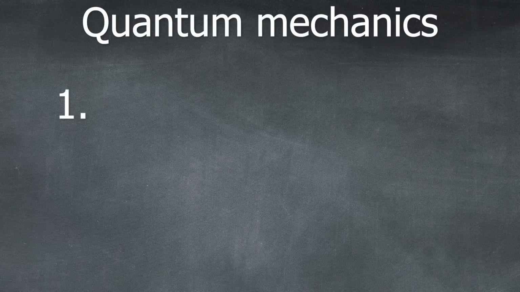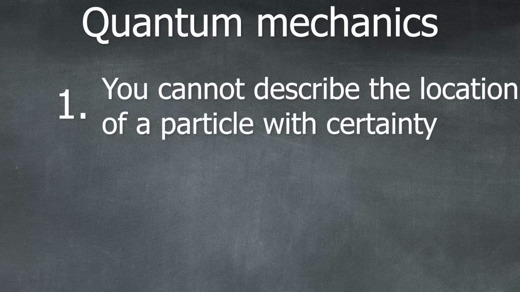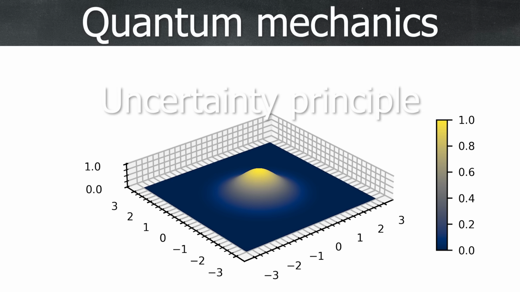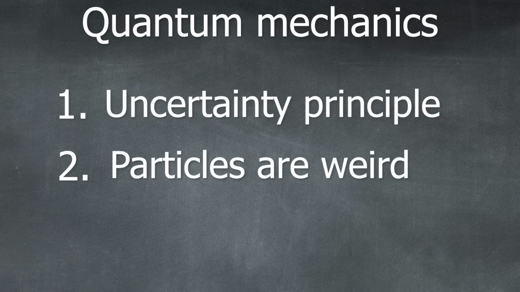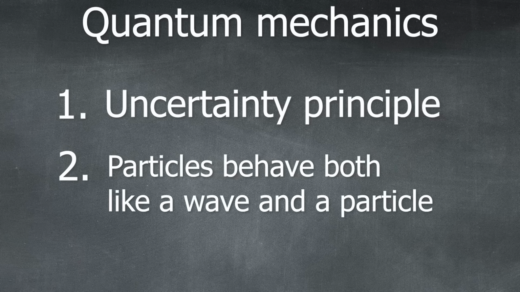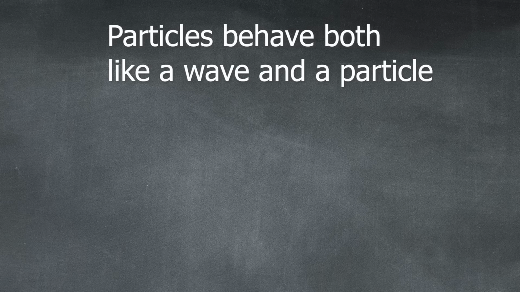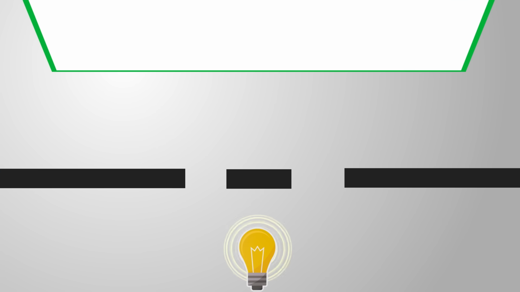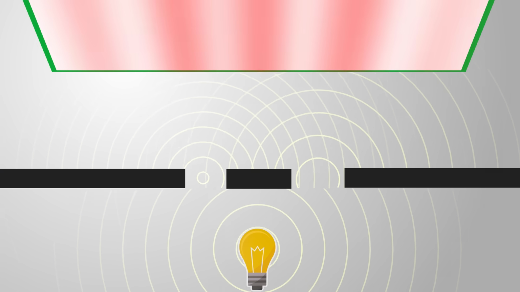The basic principles of quantum mechanics and what makes it weird are a couple of different things. First of all, you cannot describe the location of a particle with certainty. We have a margin of error, and this margin of error is called the uncertainty principle, and has some pretty weird implications. Second of all, particles behave both like a wave and a particle. This is pretty complicated and weird, but the most notorious and, in my opinion, best example of this is the double slit experiment. Let's say we have a screen with two slits. Now, if we point a light to these slits, we will see a wave-like pattern emerge on the other side.